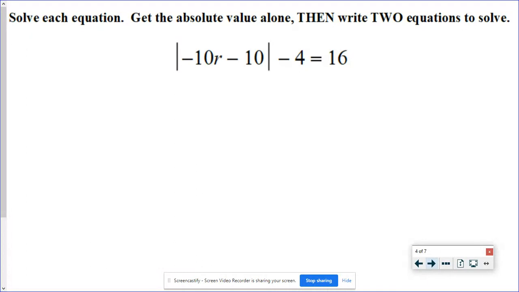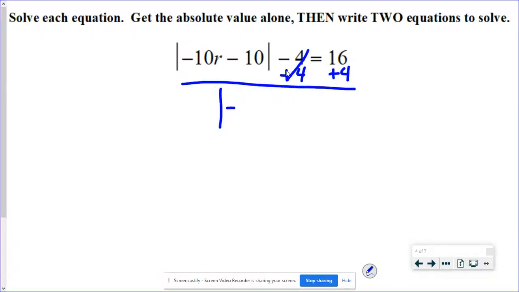Inequalities. I'm sorry, absolute values. When we solve this, we want to get the absolute value part by itself, and then we write two separate equations and solve them. So my first step here is I need to get rid of this subtracting 4. So I have my absolute value equals 20. This is where my two equations now come in.